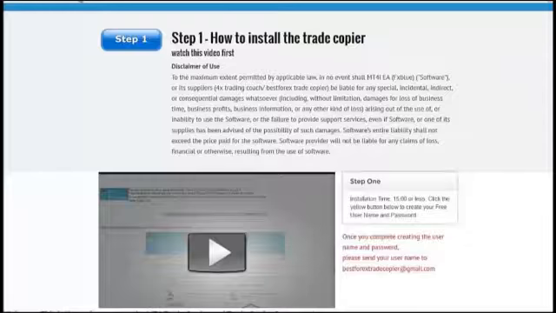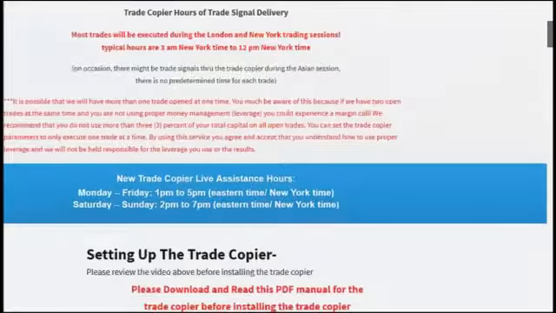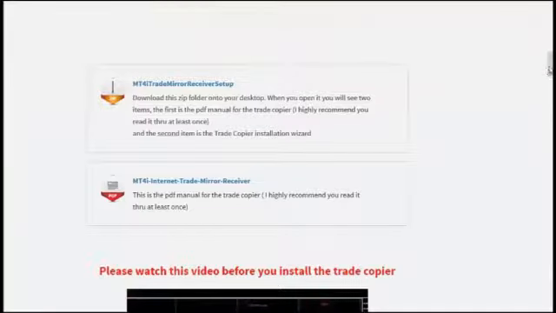This is a password protected members area, and I have many videos on how to install it and how to set it up correctly with the leverage and the lot size that you might want to use according to the account balance that you have. There are all kinds of tips and tricks to walk you through getting the maximum use out of the trade copier so you can make as much money as possible. There's also a PDF manual, and here's where you're going to download the MT4 trade copier.